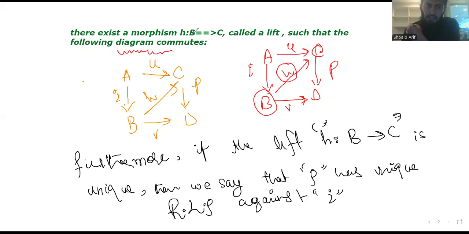we can say H is a lift, and also we can say P has the right lifting property against I. Furthermore, if such a lift is unique, we can say P has the unique right lifting property against it.